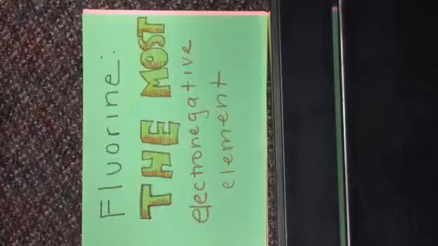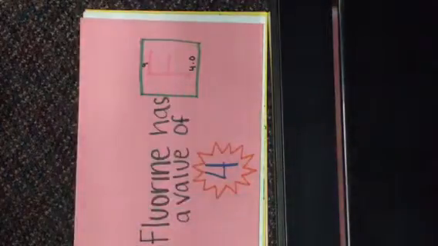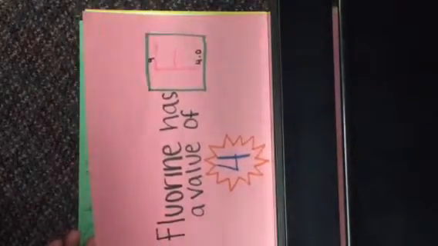Fluorine, having an electronegativity measure of 4.0, is the most electronegative element on the periodic table. Therefore, all other measures are made relative to fluorine's measure.